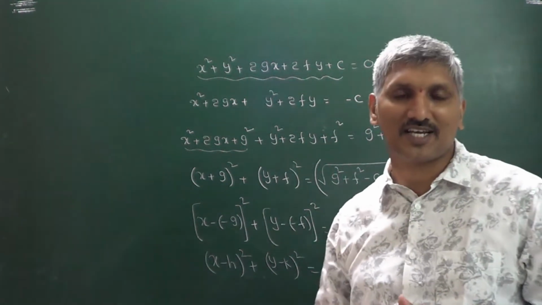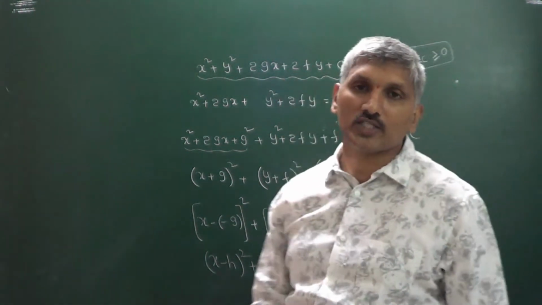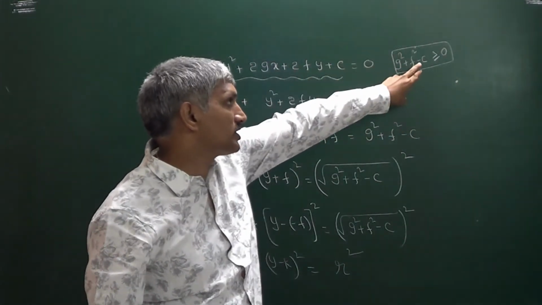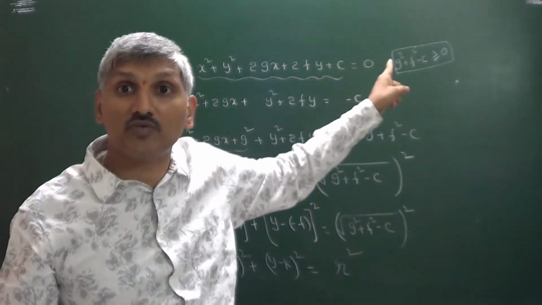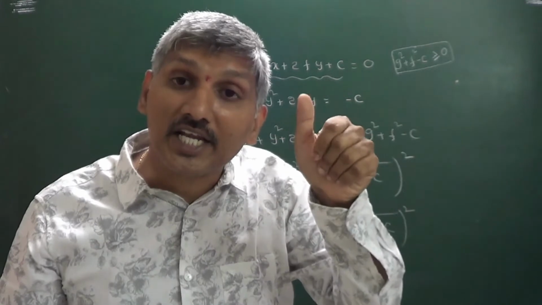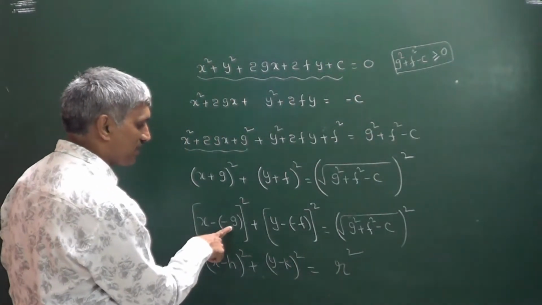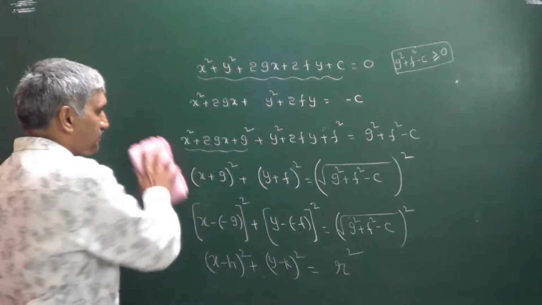A point circle whose radius is 0. So that's why x square plus y square plus 2gx plus 2fy plus c is equal to 0 represents a circle under the condition g square plus f square minus c greater than 0. And the center of the circle is given by minus g comma minus f, right?